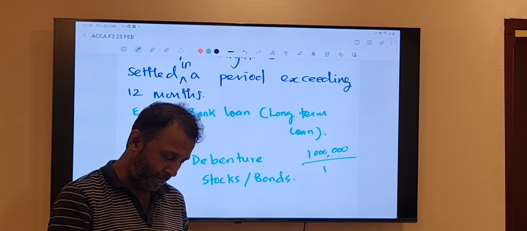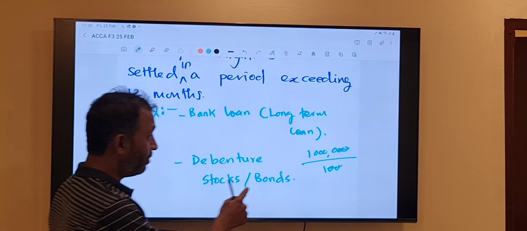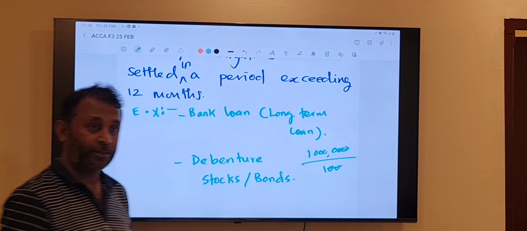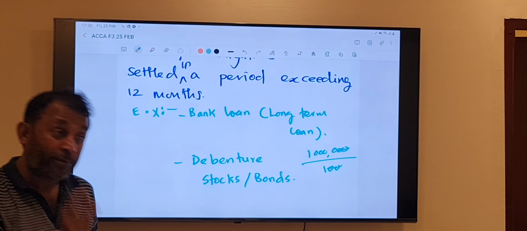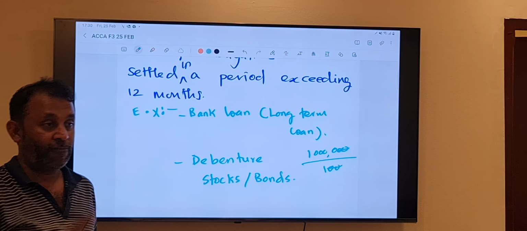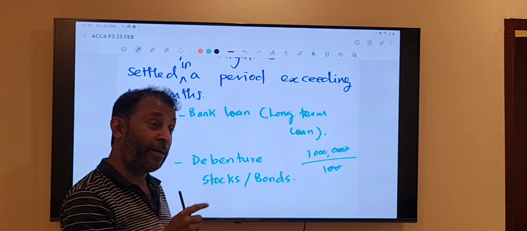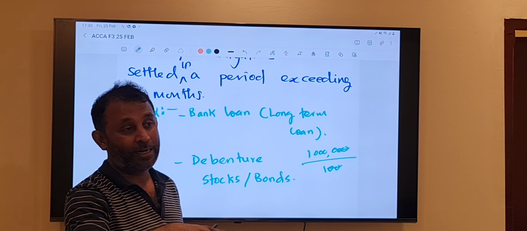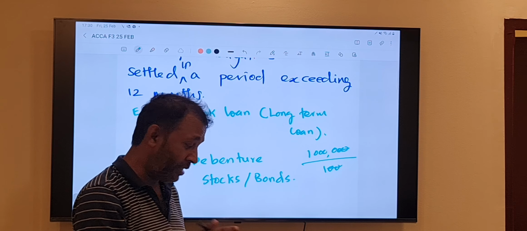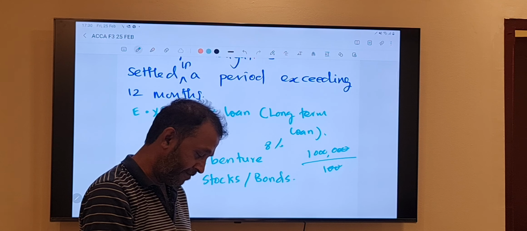So you divide by 100. How many pieces will come? 10,000 pieces will come, right? So 10,000 debentures you will sell. One debenture, how much are you going to sell? For 100. And what is the benefit for you? We say that every debenture you purchase, we give you 8%.